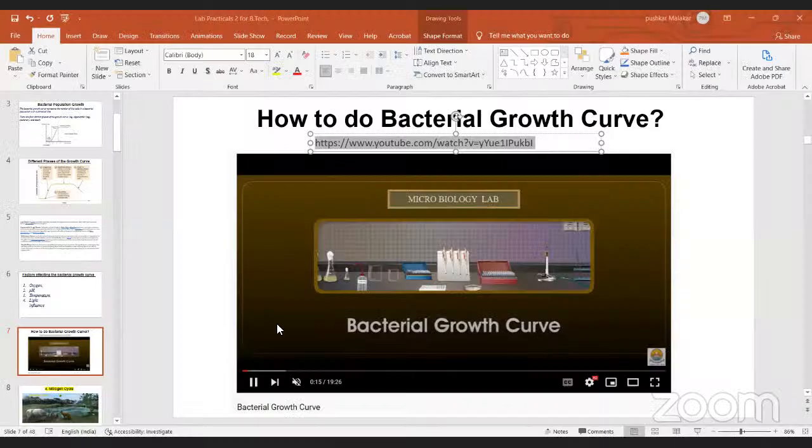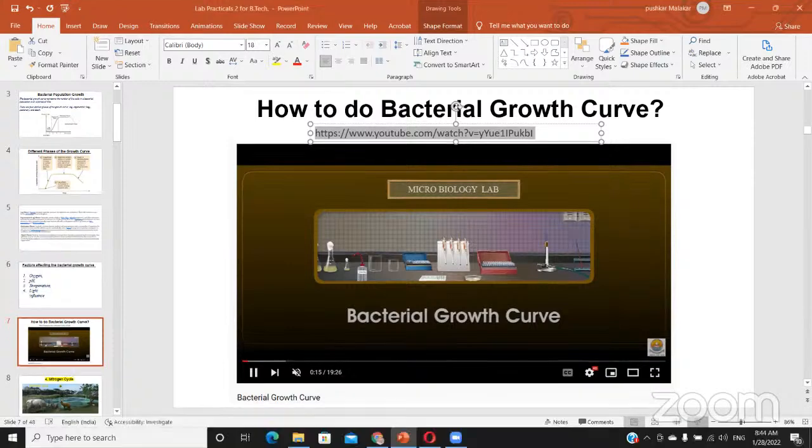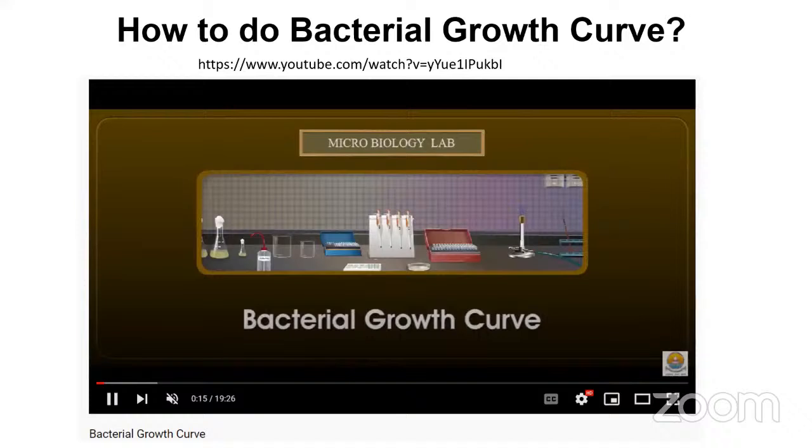So we saw how the bacterial growth curve is done. So the salient features of this experiment are as follows. What we need to do is prepare a culture. Culture means some medium in which microorganisms will be added. In this case, the example which was shown here is Staphylococcus aureus.